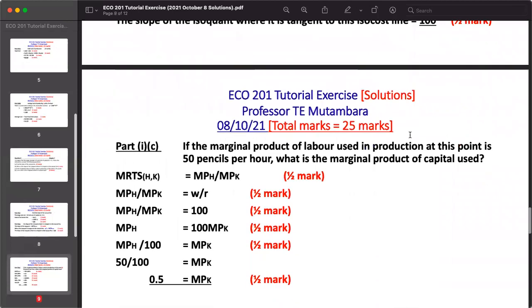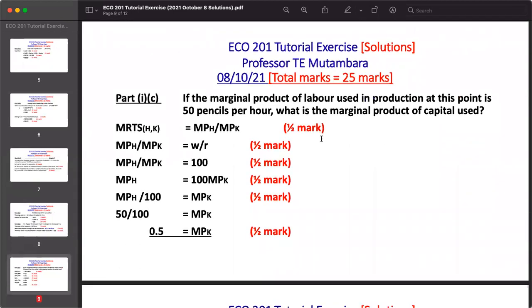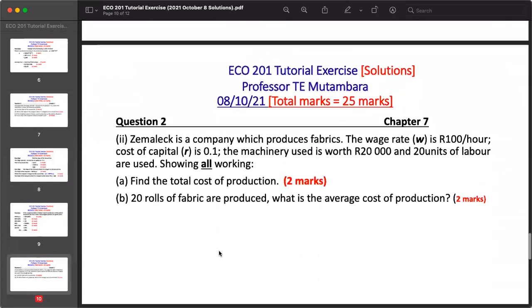Cool. Now, moving right along. If the marginal product of labor used in production at this point is 50 pencils per hour, what is the marginal product of capital used? As I've stated, MRTS of H for K is equal to MPH over MPK, which is this W over R, which has been calculated. Now you have to substitute, standard mathematics, 0.5. Follow every step here. If you're confused, just get back to me and let me know.